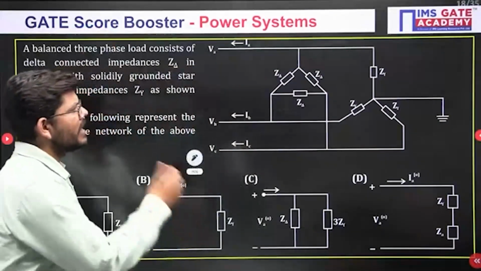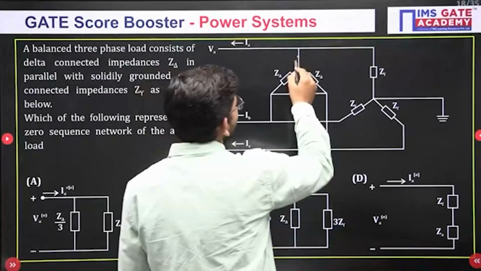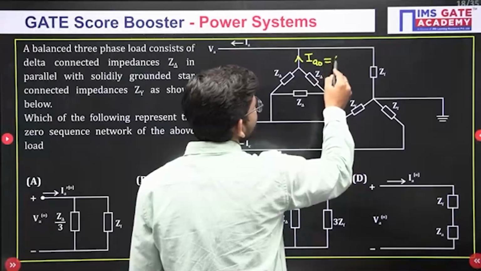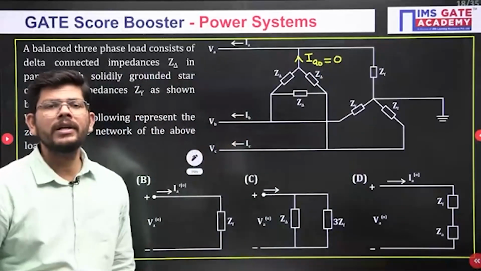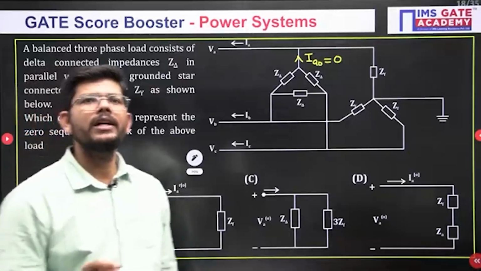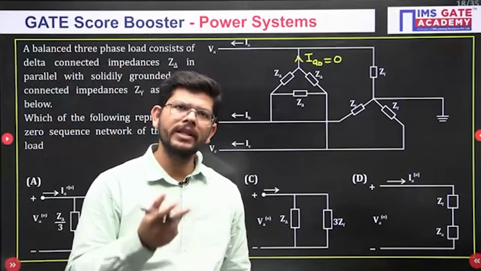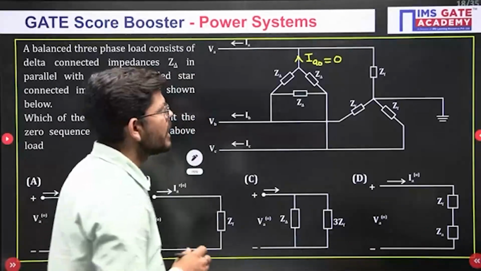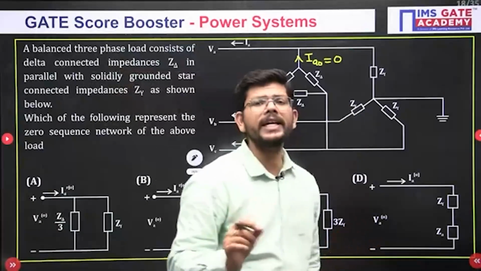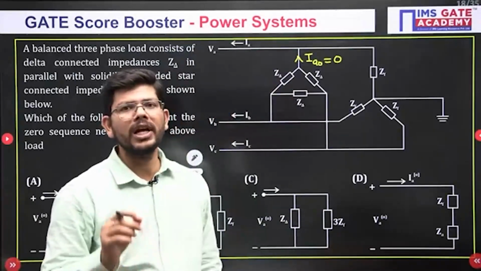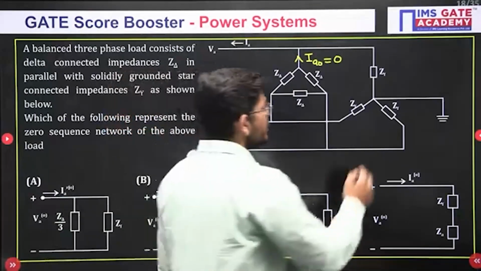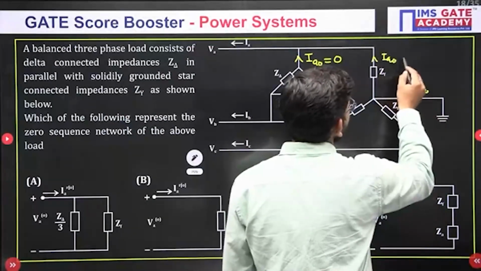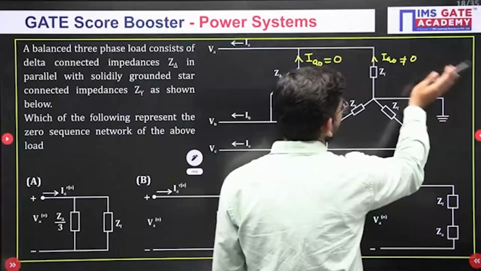So guys, we have this delta connected network. In a delta connected network the zero sequence current will be 0 in the lines, because no zero sequence current flows in the lines. Zero sequence current may flow in the internal windings, but not in the lines. For the star connected network, zero sequence current can flow if the neutral is grounded, which is the case here. So zero sequence currents can flow here, and it is non-zero.